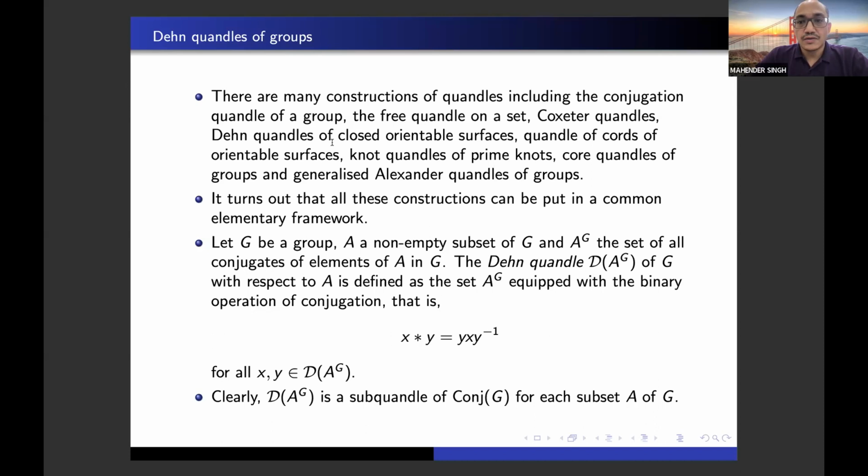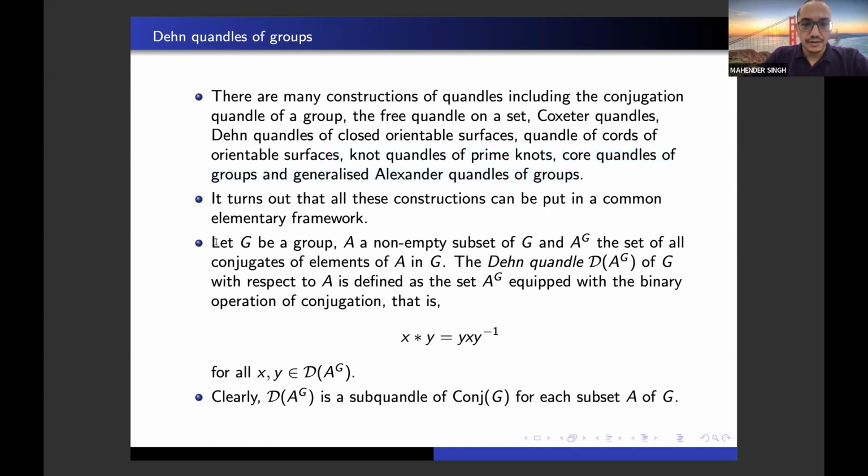There are many constructions of quandles, including the conjugation quandle, as I mentioned, the free quandle on a set, and Coxeter quandles, which appear in the work of Akita. Dehn quandles of orientable surfaces, as I mentioned briefly earlier, appeared in the work of Zablow, I think his PhD thesis, and were also studied later by many other authors. Quandles of chords of orientable surfaces appear in one of the works of Seiichi Kamada. And knot quandles of prime knots, of course, we know, and core quandles of groups, generalized Alexander quandles of groups, all these examples that I mentioned. What is the situation in all these quandles is that they are just sitting inside the conjugation quandle of some group. That is the observation, basically.